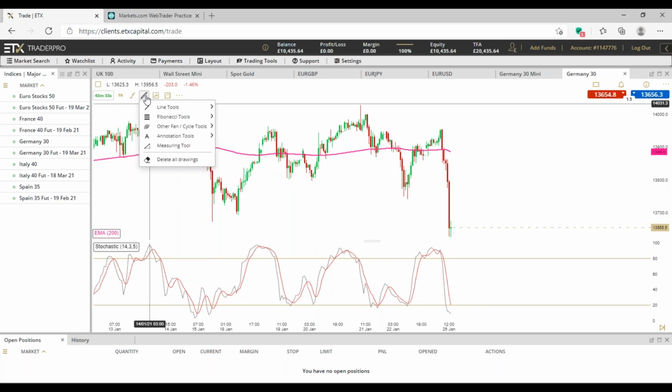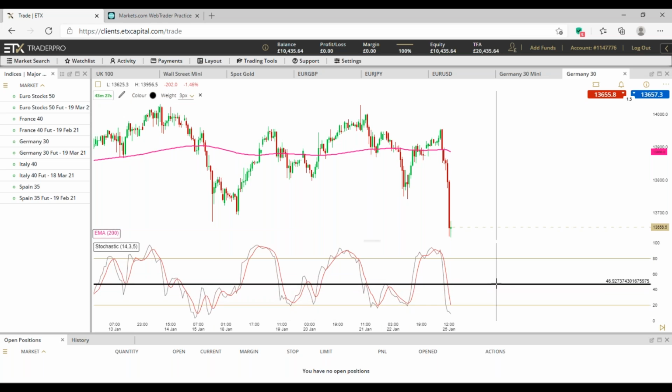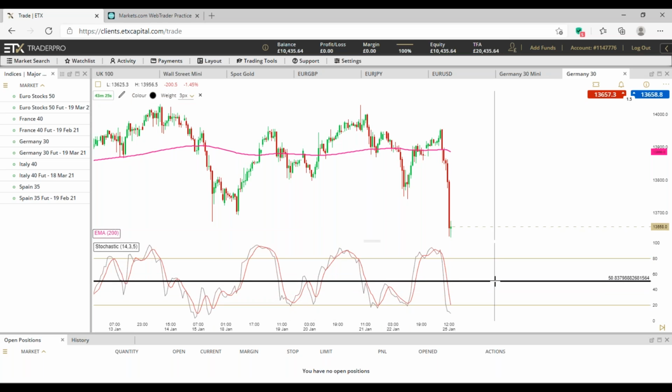Another way of looking at it is if you draw a horizontal line in the middle, at the 50 or as close to the 50 as possible. So there's the middle section. Potentially, if it comes back and curls back down, there's another selling point there. You could come back down again. So these are just trigger points that you can enter the market at.